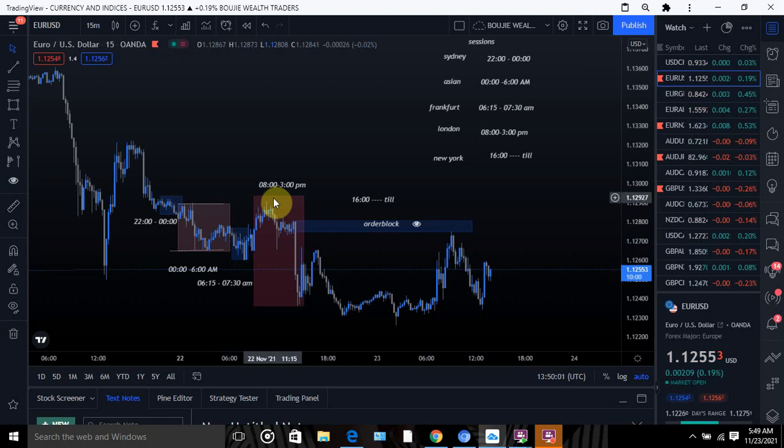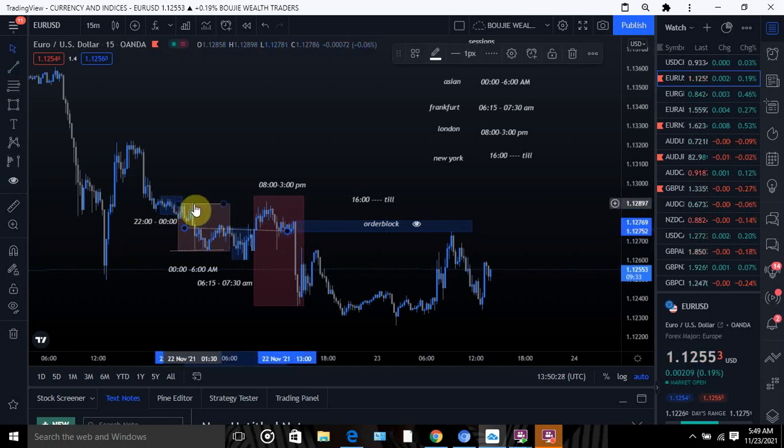After 7:30, the London here broke the high of the Sydney, the high of the Frankfurt and the low of the Frankfurt. Then on our way down, the London created the point of interest or an order block. Where is this order block from? It is on the 50% of our Asian session high and low. This is our point of interest.